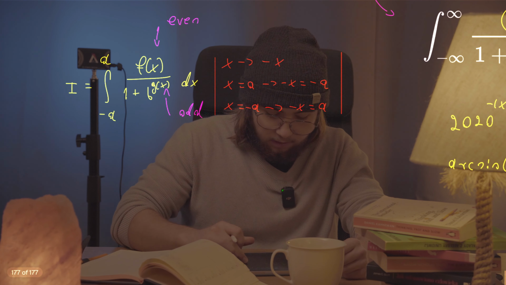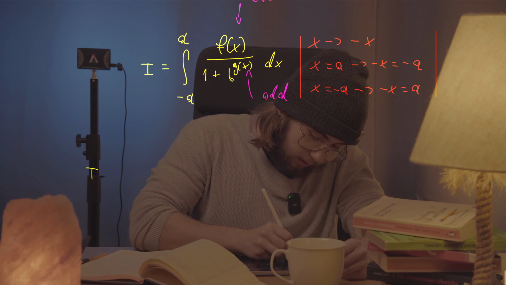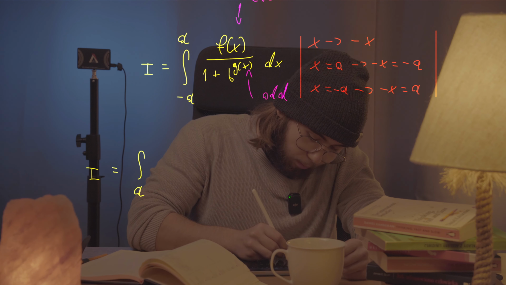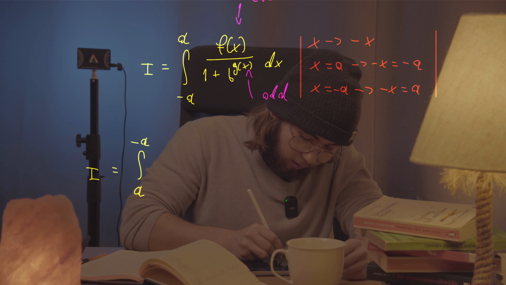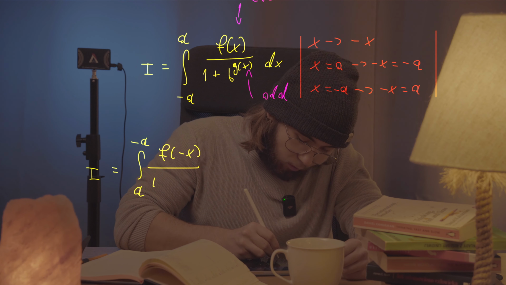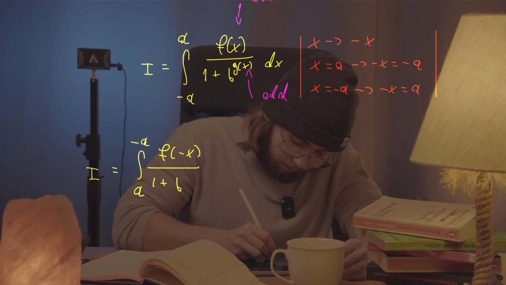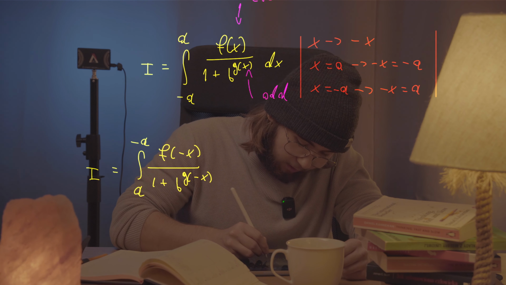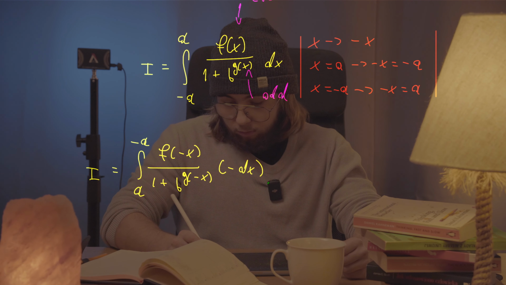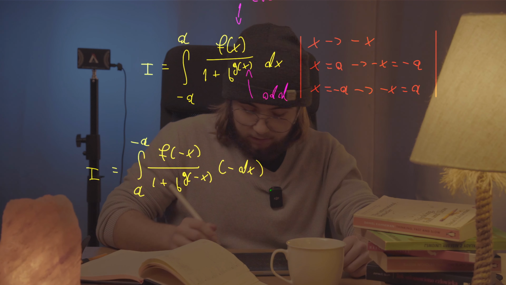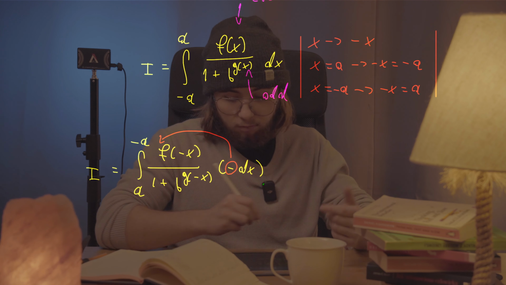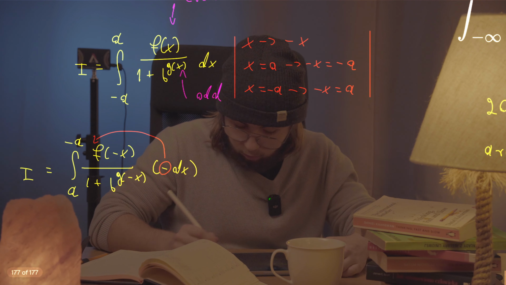It's going to give us that our integral, which I denoted as I, is now equal to the integral from positive a up to negative a of f of negative x divided by 1 plus our constant b to the power of g of negative x, as all negative dx. But now we can get rid of this negative dx right over there just using this negative sign to flip our bounds of integration. So let's go on and do it.